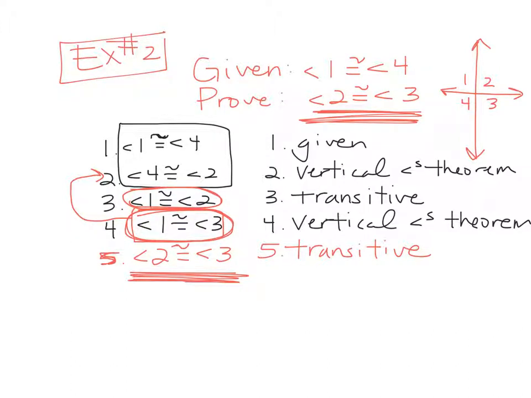Okay, so transitive property shows up a lot in proofs in general. Keep an eye out for that, and you'll save yourself a lot of time. Any questions on that one?